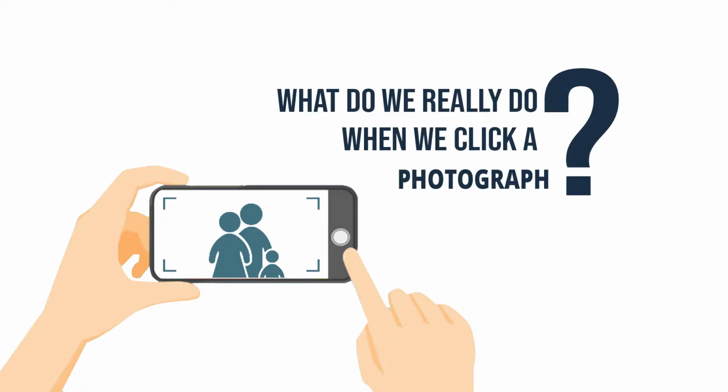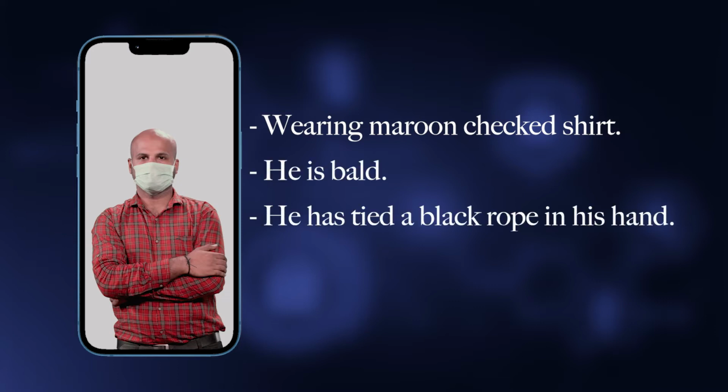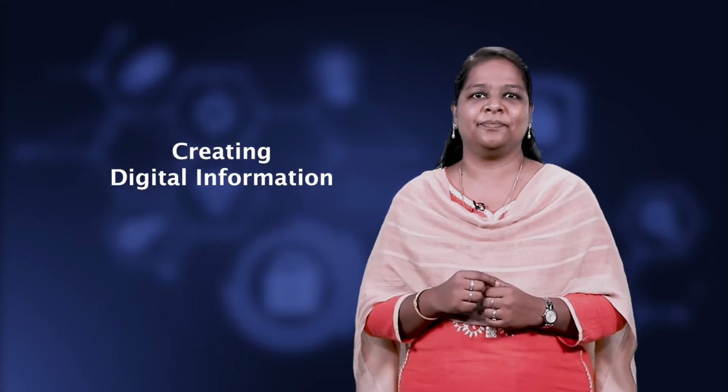What do we really do when we click a photograph? Now, let me click a picture of this person. In this photo, we have the following information of a person created in the digital form. A person is wearing a maroon checked shirt. He is bald. He has tied a black rope in his hand. He is wearing a mask. So, the very first attribute of ICT is creating digital information.